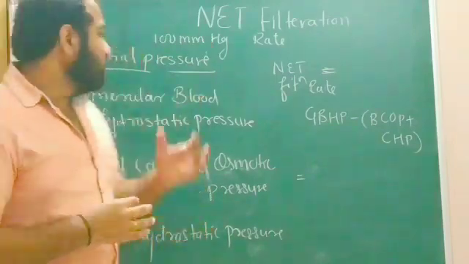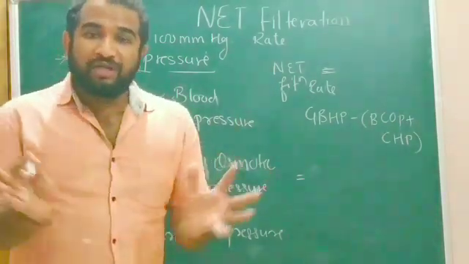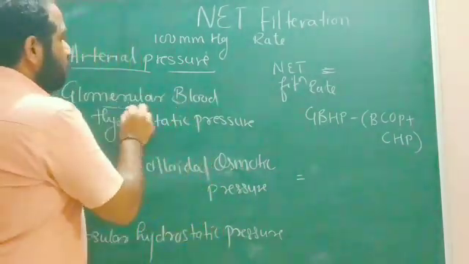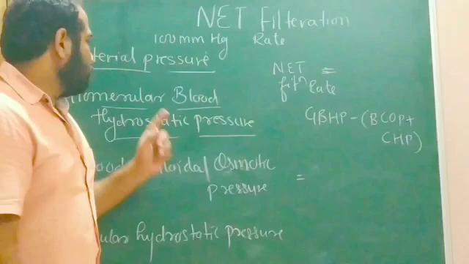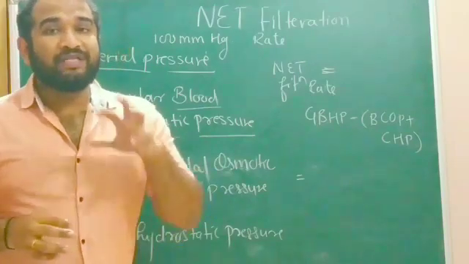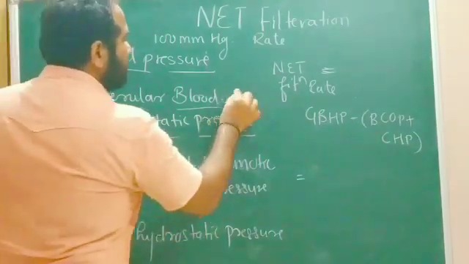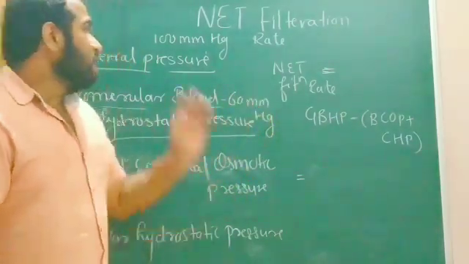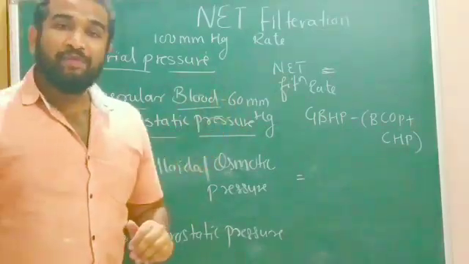Once the blood comes from the arteries, it comes into the glomerulus. The blood coming into the glomerulus exerts a pressure in the glomerulus. That pressure is called the glomerular blood hydrostatic pressure, or GBHP in short. This pressure is necessary so that filtration can happen. This pressure is 60 mm Hg. The arterial pressure is 100 mm Hg, and the glomerular blood hydrostatic pressure is 60 mm Hg.